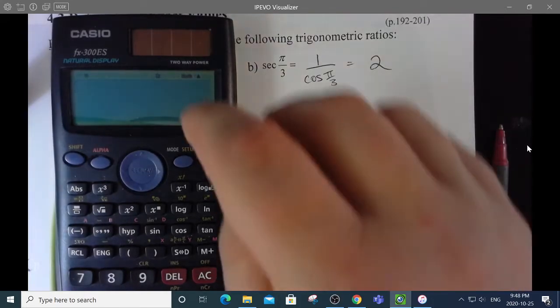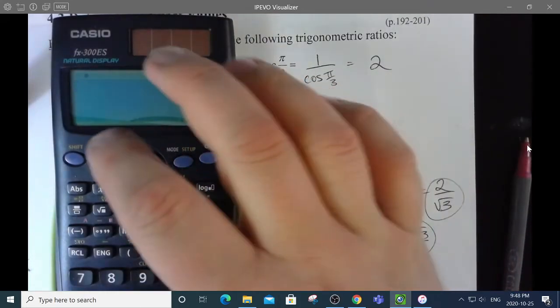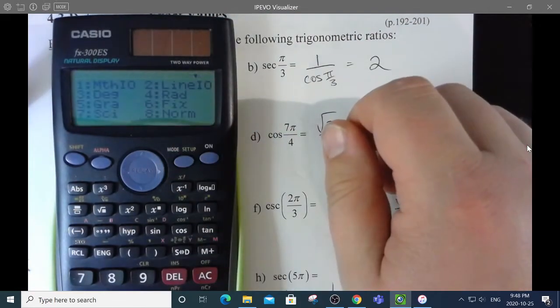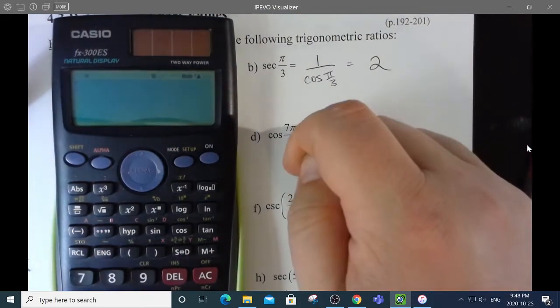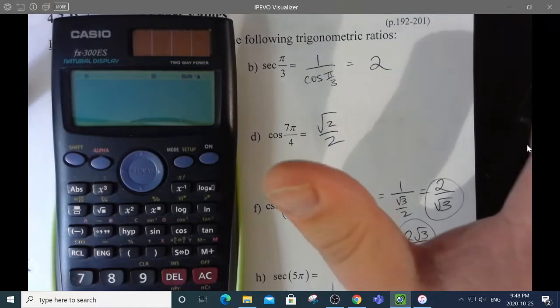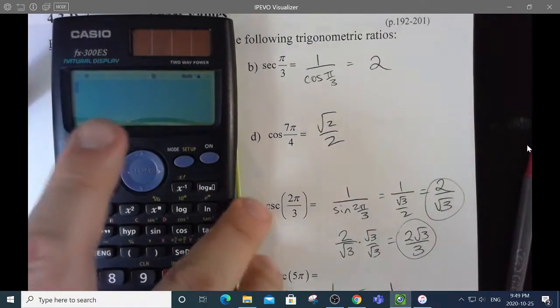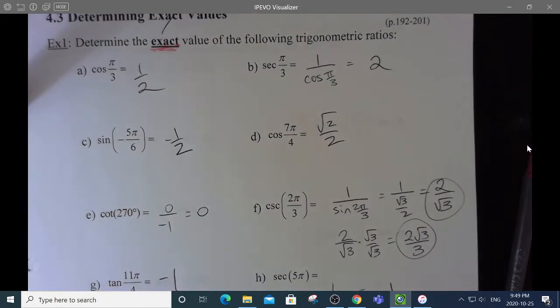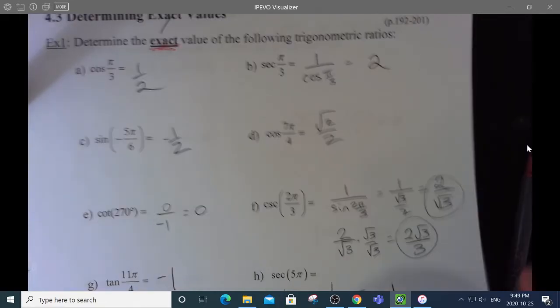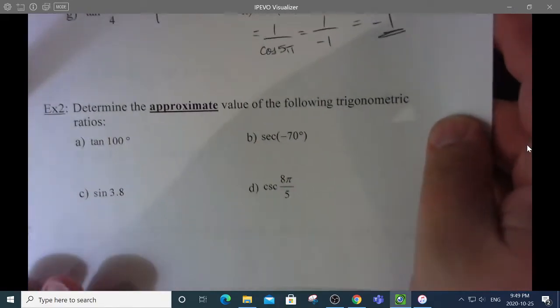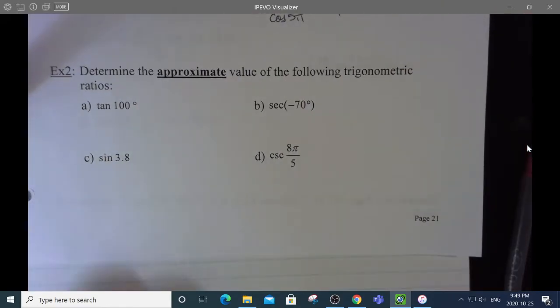And when you of course want to get back to just good old degrees, you go shift setup and go back to number 3, which just puts you back in degrees. It is your responsibility to know which mode your calculator is in when you are calculating. So now the reason that we were playing with our calculators is because notice what example 2 is all about. Example 2 says determine the approximate values. That again is shorthand for saying, yeah, we're going to use a calculator for that.